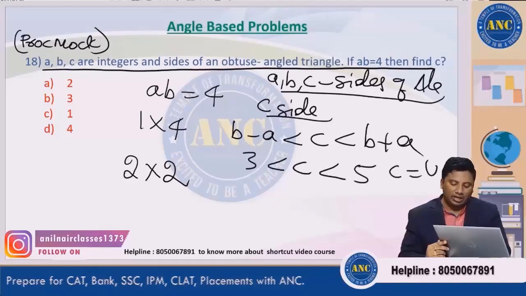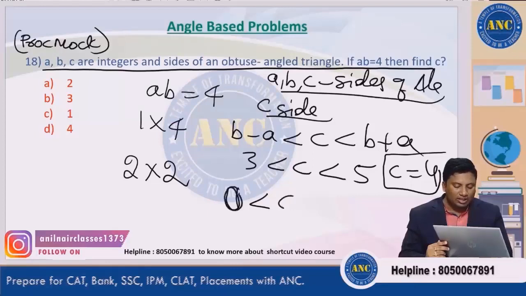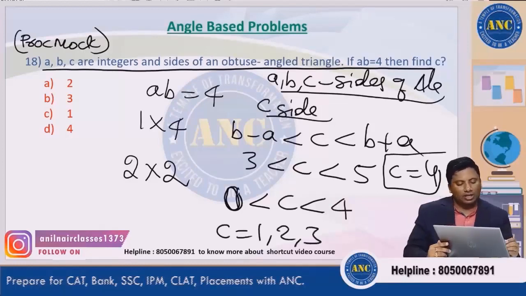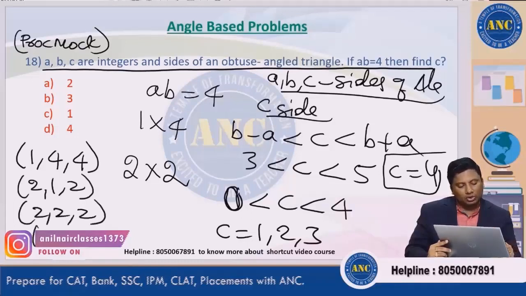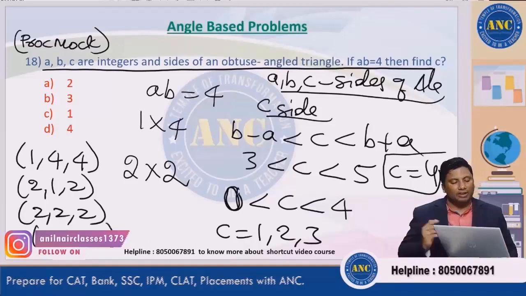The maximum integral value C can take is 4. 2 minus 2, 0. 0 is less than C is less than 2 plus 2, 4. So C value will become 1, 2, 3. Now what are the cases possible? 1, 4, 4. One case possible. Another is 2, 1, 2. Another case 2, 2, 2. Another case 2, 2, 3. Another case.